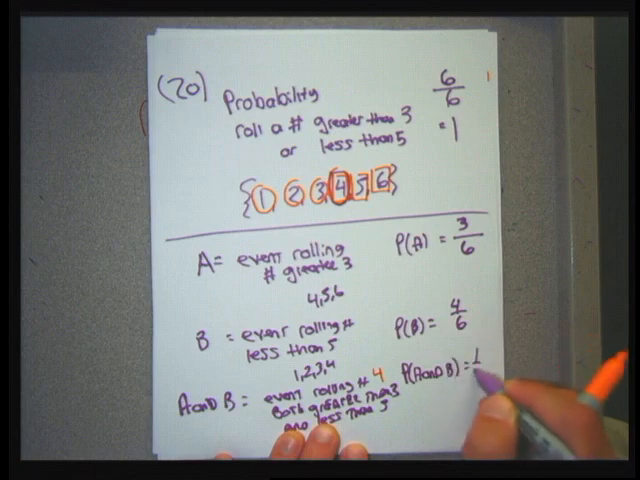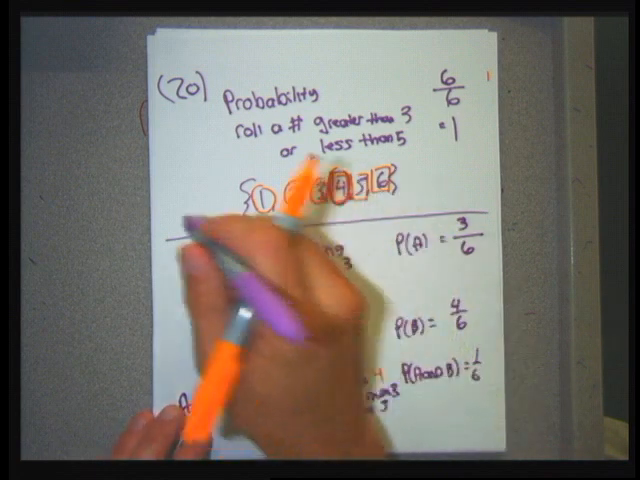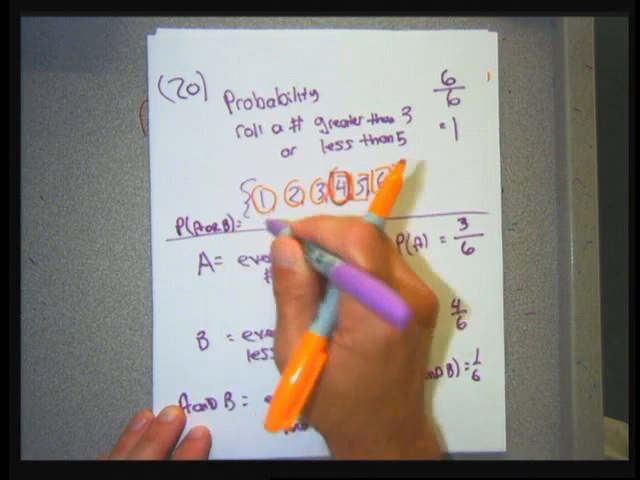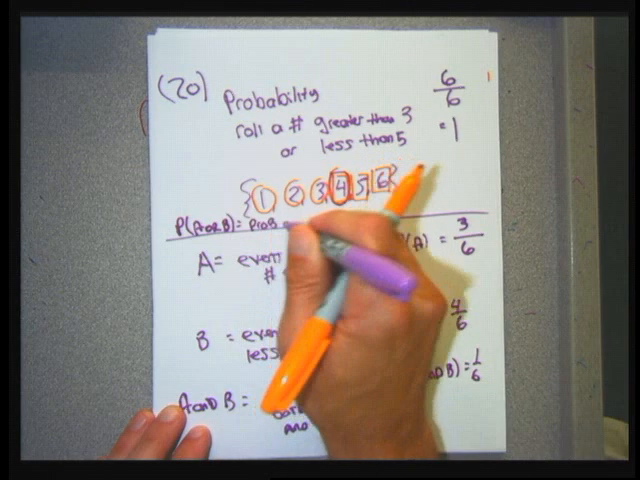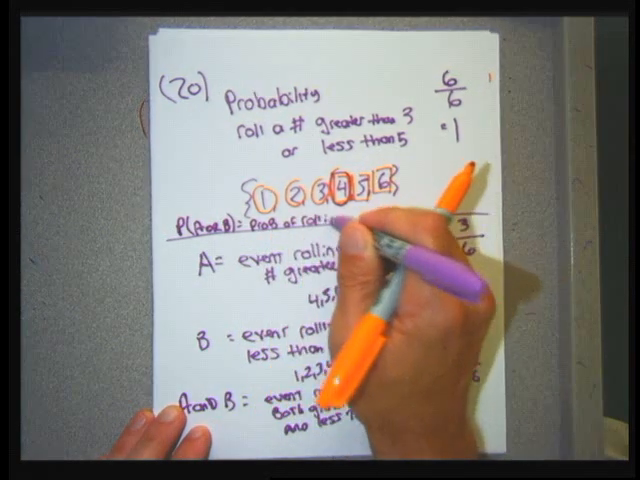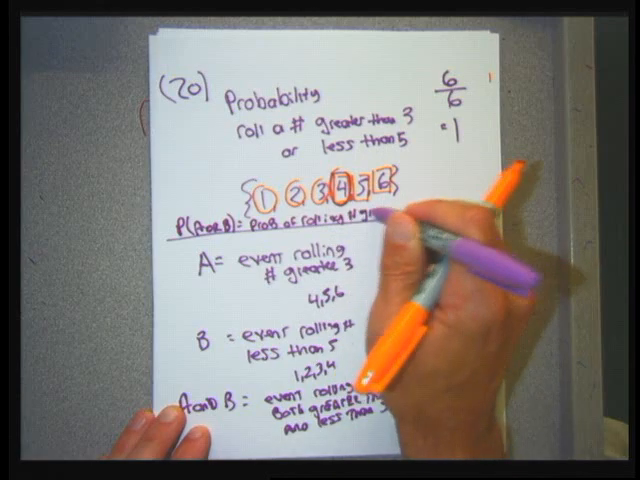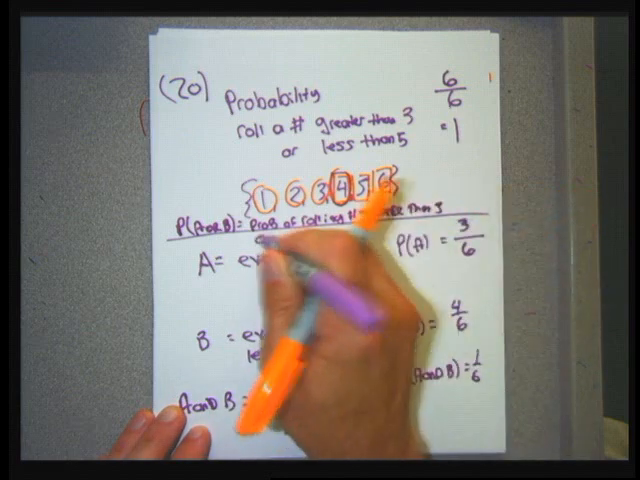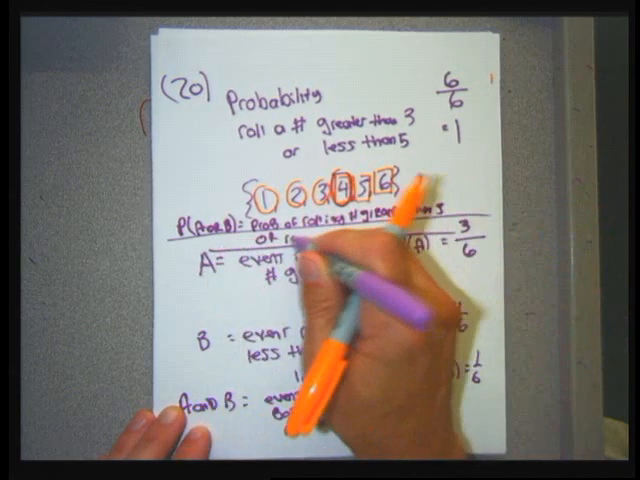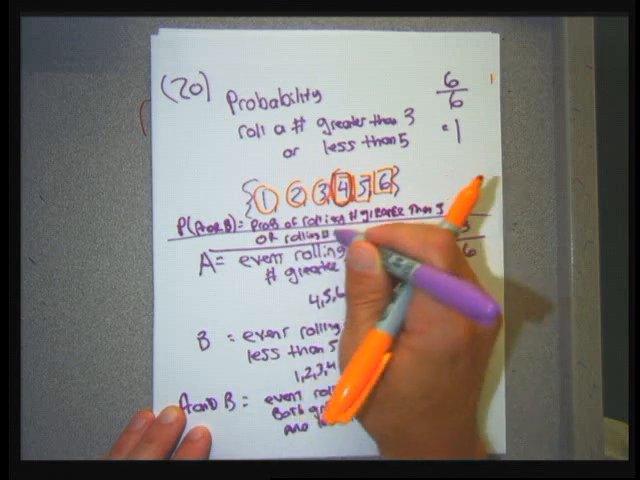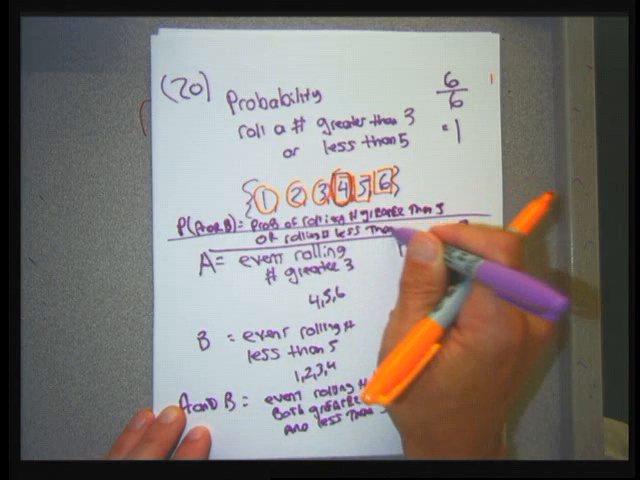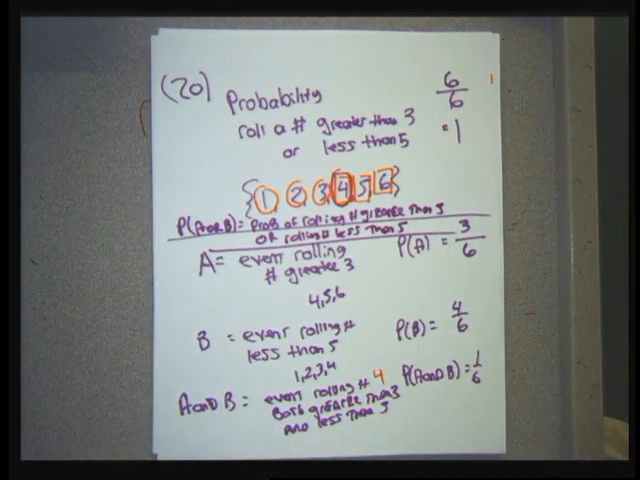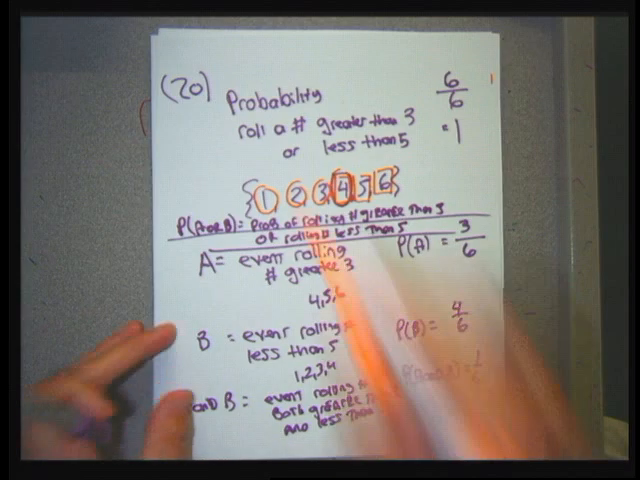it's going to be 1 in 6. What we've actually found is we found the probability of A or B, because the probability of A or B is the probability of rolling a number greater than 3 or rolling a number less than 5. So that's what the author wanted me to compute in terms of my A and B, is the probability of A or B, and I could use the formula.